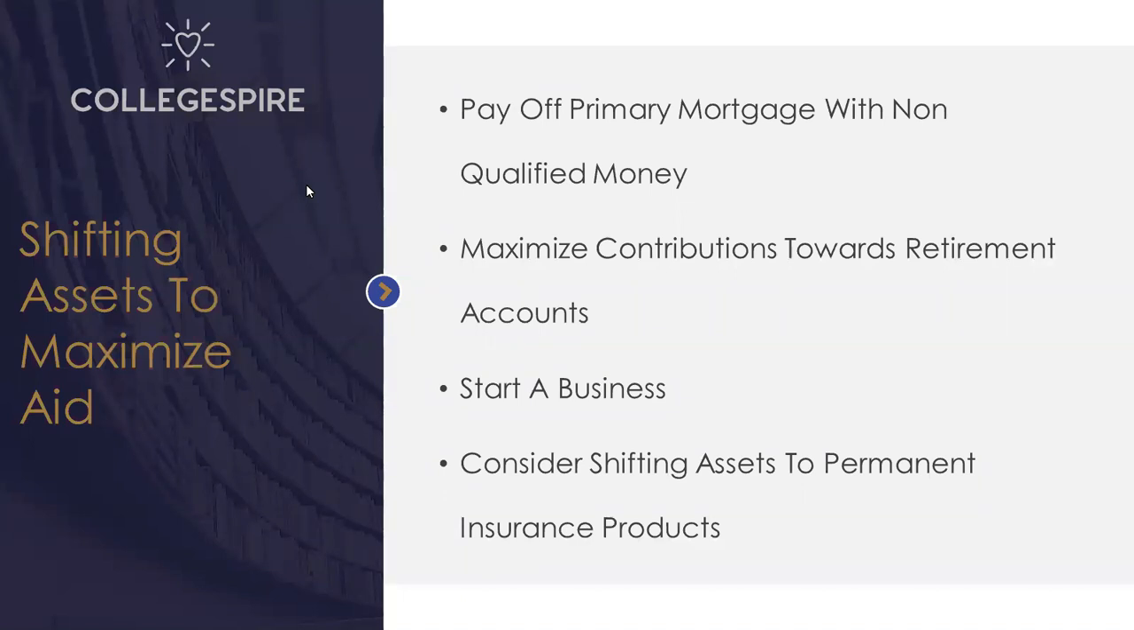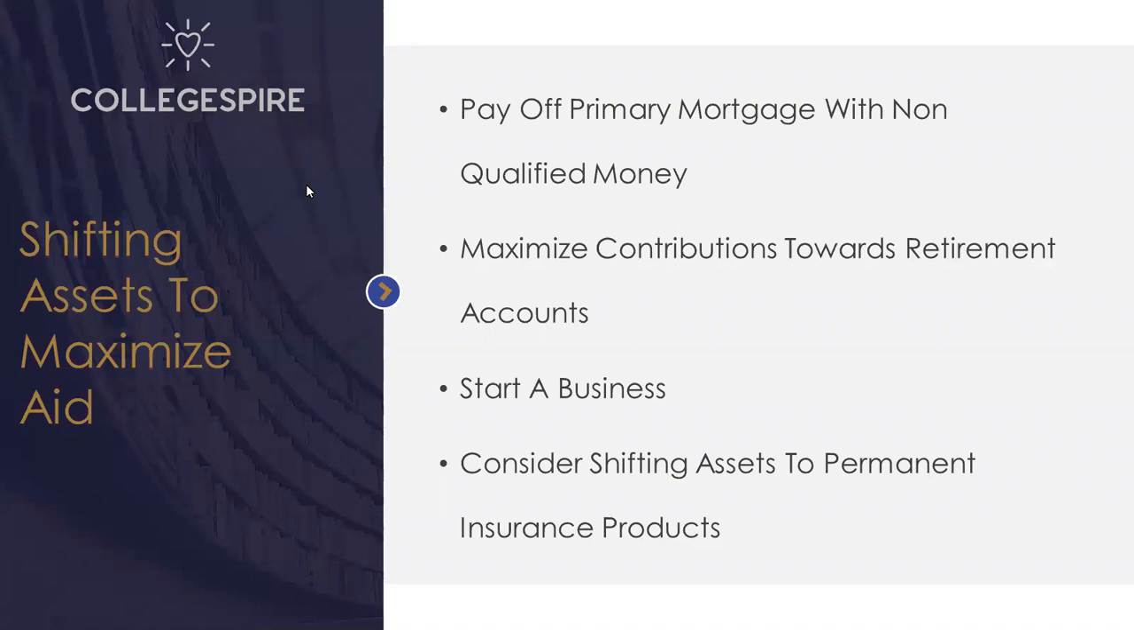The last bullet point, consider shifting assets to permanent insurance products. Just like we talked about in the previous video, any account values that are in a permanent whole life, index universal life, variable universal life, and/or annuity are going to be sheltered for financial need-based consideration at the majority of the colleges around the United States.